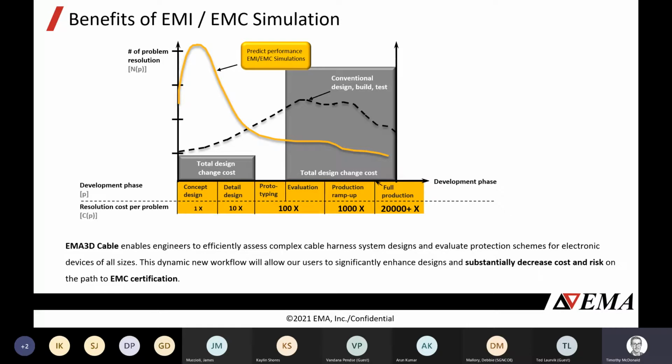You can use best practices, but without simulation, you don't have the ability to predict the performance. So adding simulation can decrease cost because we're making changes at a point in the program when it's less expensive to do so. It certainly decreases risk going into EMC testing, risk that we may have a schedule delay or a costly design mitigation.